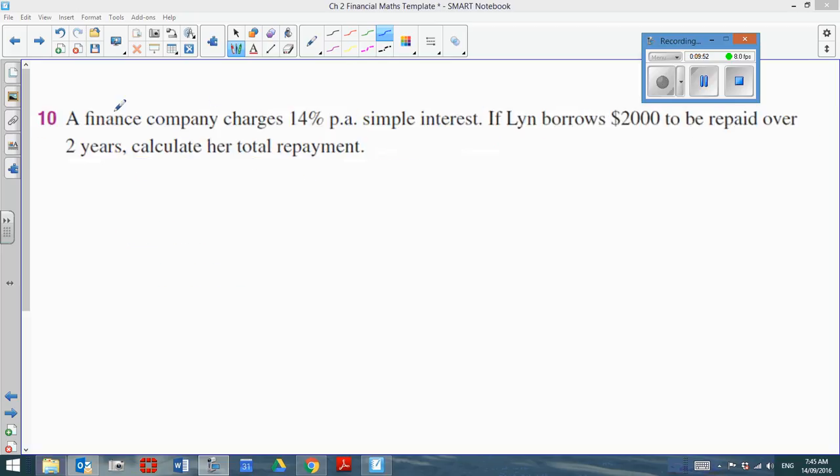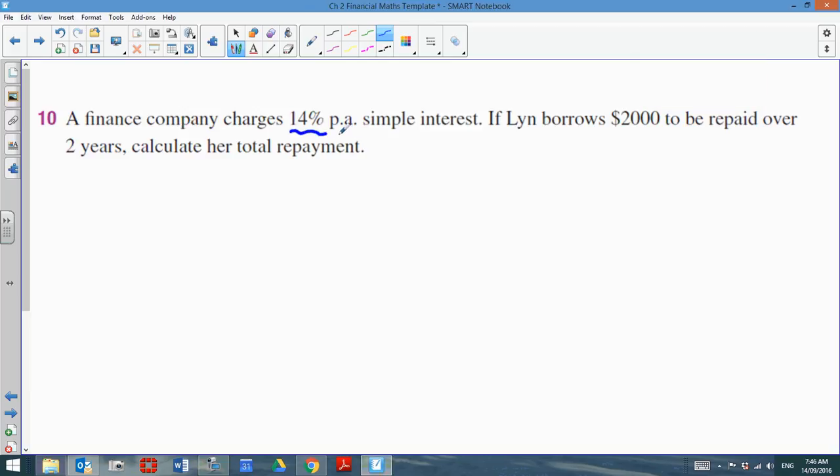For number 10, we're not calculating any differently, but do notice the different wording in this question. Instead of Lynn earning money, she's borrowing $2,000 from the bank. She's repaying it over 2 years, but the finance company is going to wind up charging her 14% per year, which is a much higher interest rate because she's borrowing money instead of earning money. So we want to calculate her total repayment.